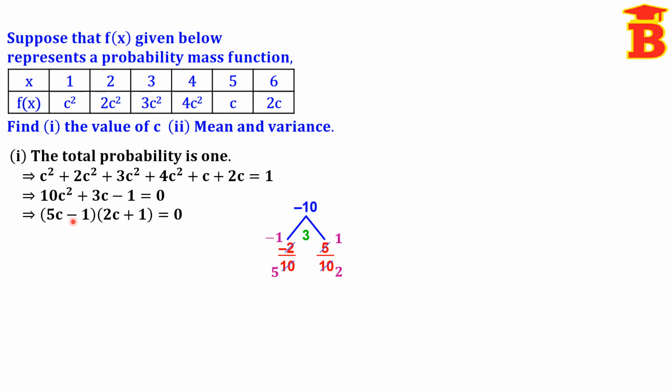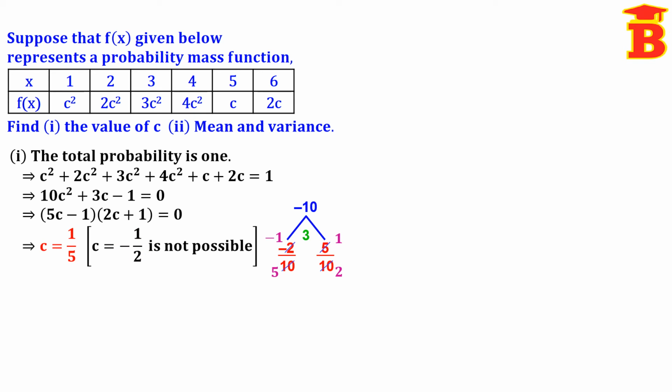From the first bracket we get c equal to 1 by 5. So that is the answer. We cannot take the second bracket because second bracket c value is minus 1 by 2, which is not possible. c is included in the probability. So probability cannot be negative. Therefore we cannot take the negative values.